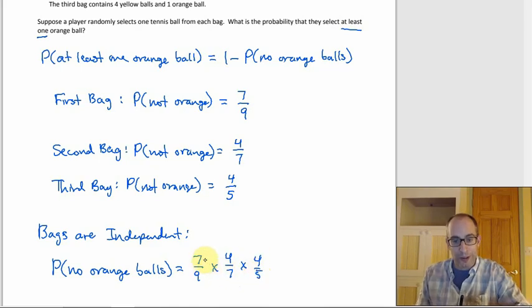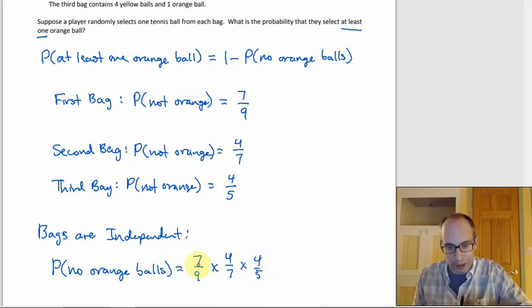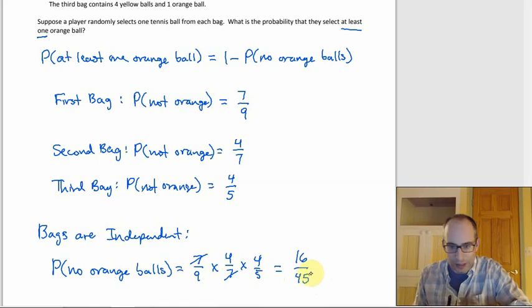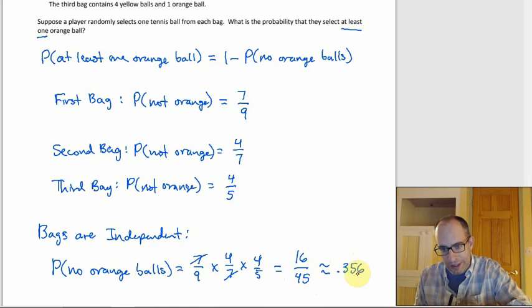So it's the probability of not an orange ball from the first bag times the probability of not an orange ball from the second times the probability of not an orange ball from the third. Oh, look, we got to multiply all this out, but there's actually stuff that we can cancel. Nice. So then this ends up being 16/45, which is about 0.356.